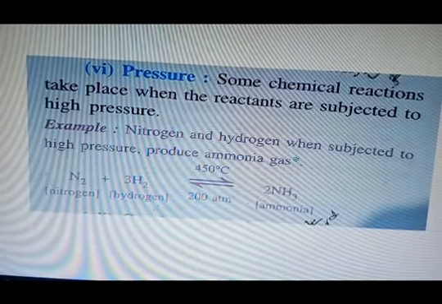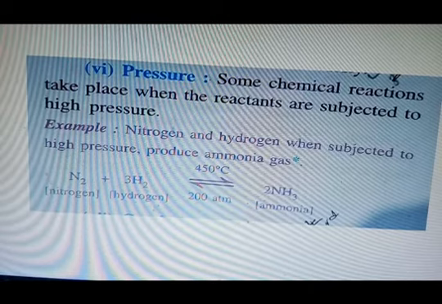Then another is pressure. Some chemical reactions take place when the reactants are subjected to high pressure. So there are some reactions which do not take place under very common conditions. They need pressure also. The most common example in which pressure is required is formation of ammonia.